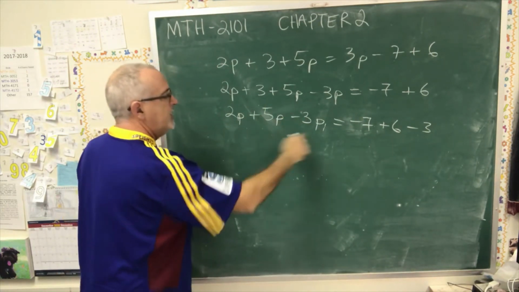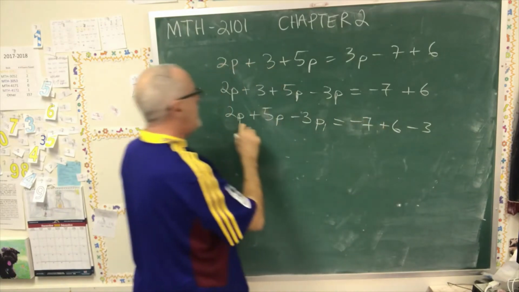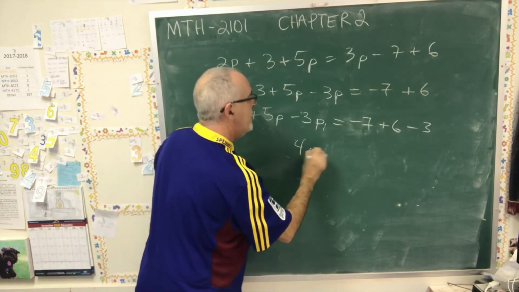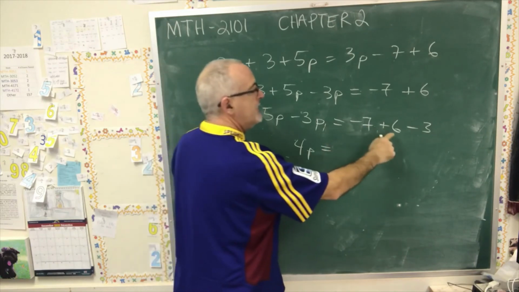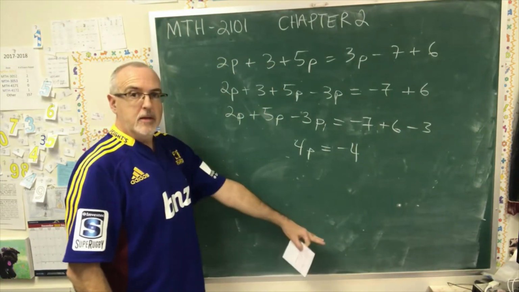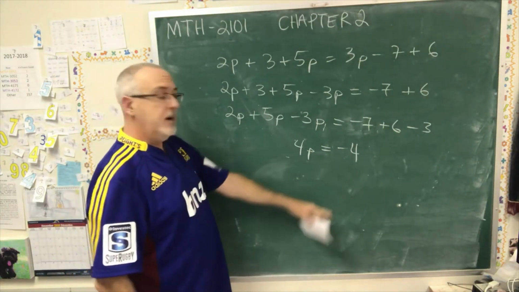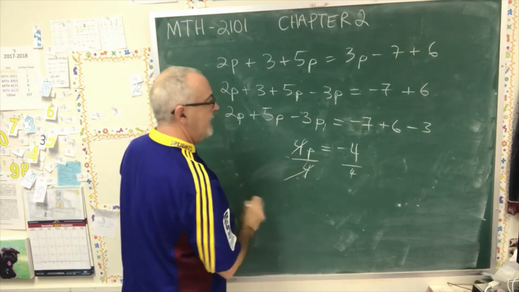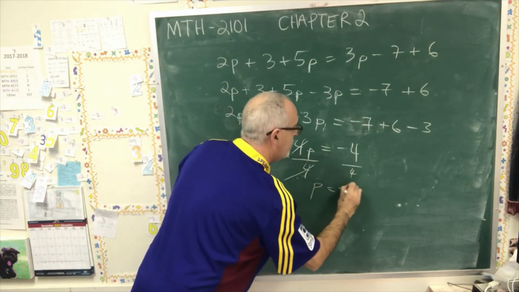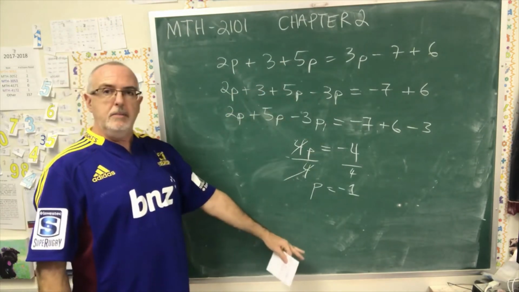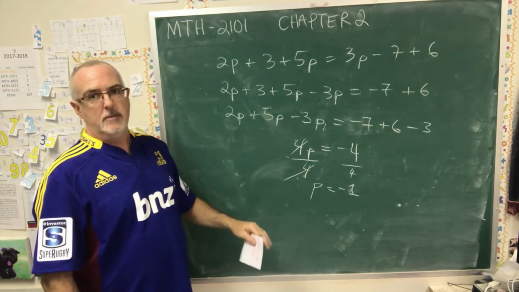I have nothing but p terms here and nothing but constant terms there. 2 plus 5 is 7 minus 3 is 4p. Negative 7 plus 6 is negative 1 minus 3 is negative 4. I have a much simpler equation now. If I divide both sides by 4 to isolate my variable on the left, I have p equals negative 1. I have an answer. There are other ways of showing the steps, but make sure you show your steps.